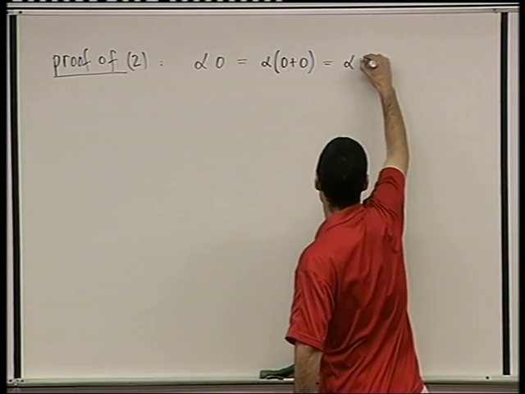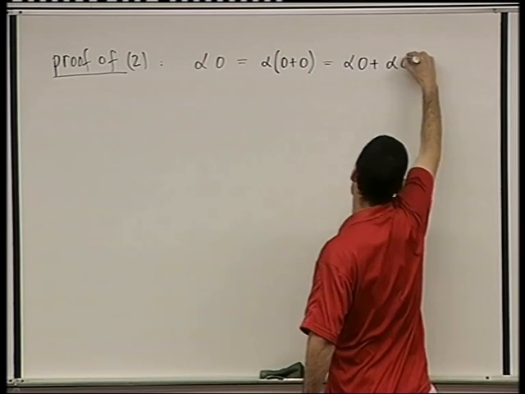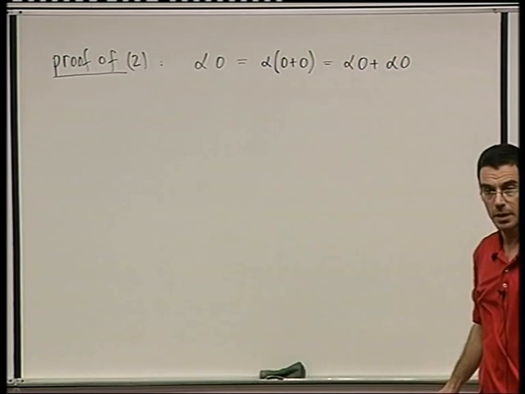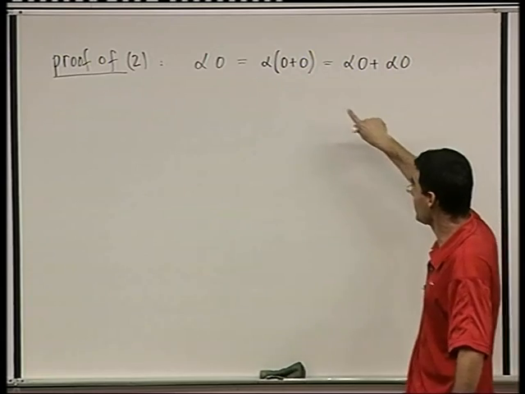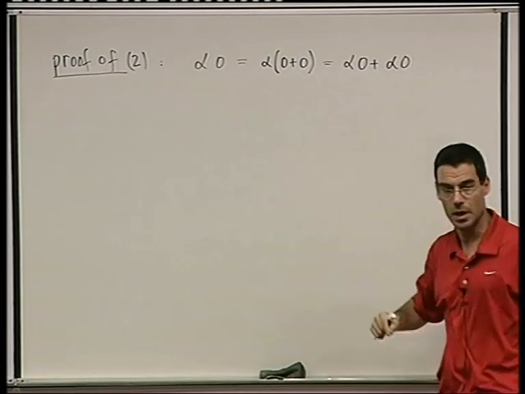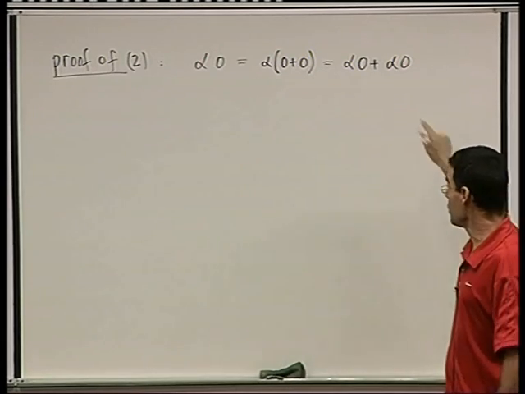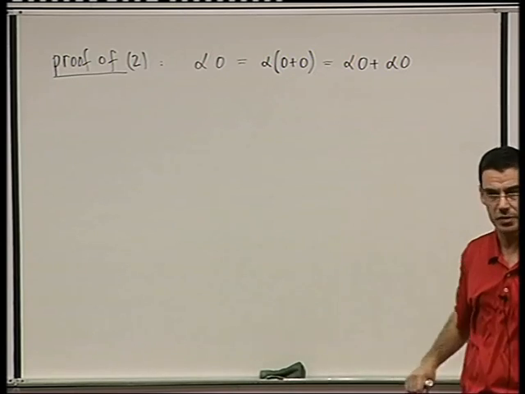Okay? So this holds. Now, I'm going to use one of those distributivity properties, number 3 in the definition. This equals alpha times 0 plus alpha times 0. Do you agree? Okay, so this is, again, I'm concretely saying in each step what I'm relying on in order for this to hold, only by the definition.